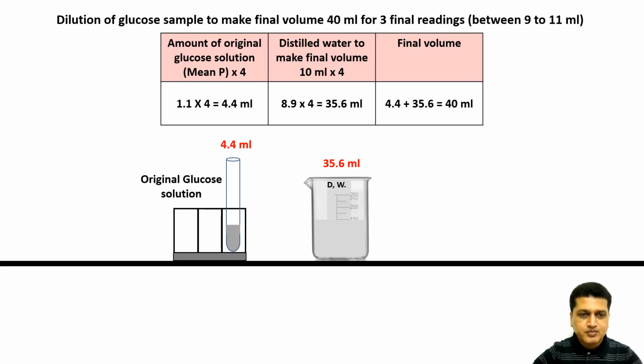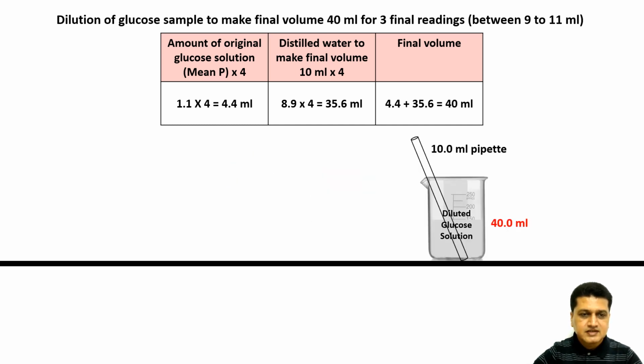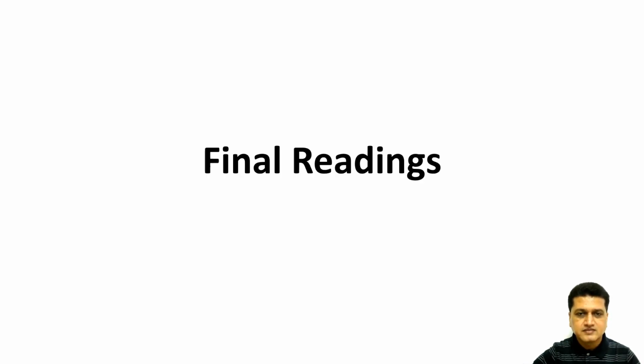So 4.4 ml original glucose solution is added into the 35.6 ml distilled water and mixed properly. Thus 40 ml diluted glucose solution is ready, which is more than enough to take 3 final readings. Let us see how to proceed for taking final readings.